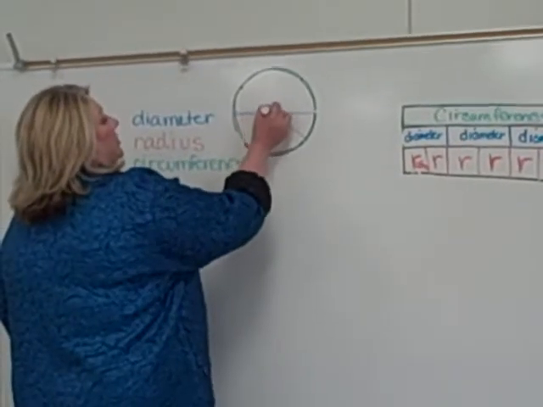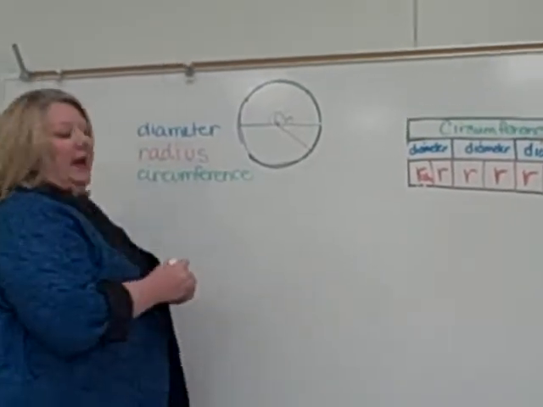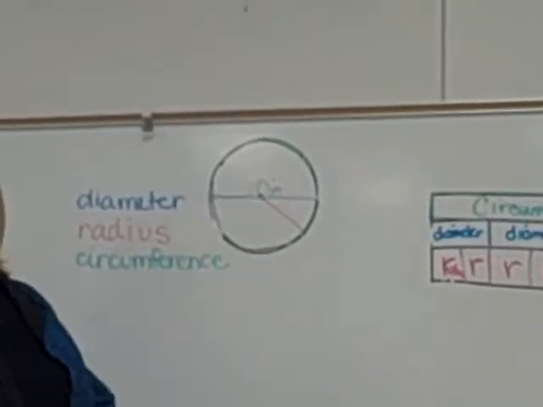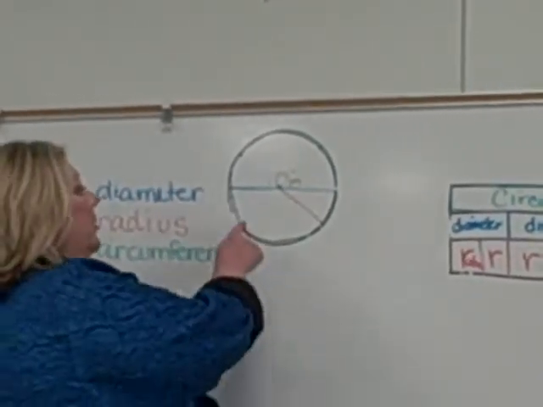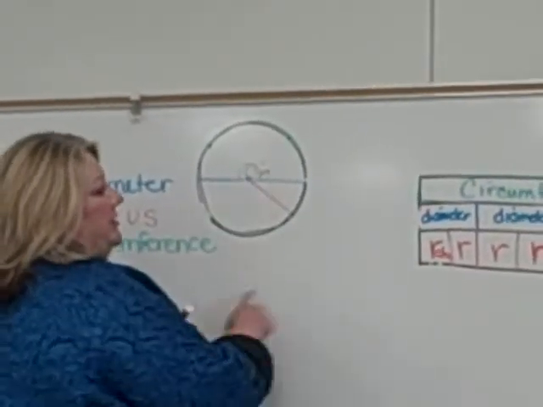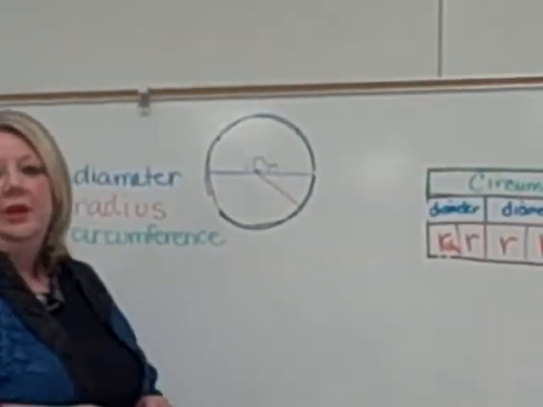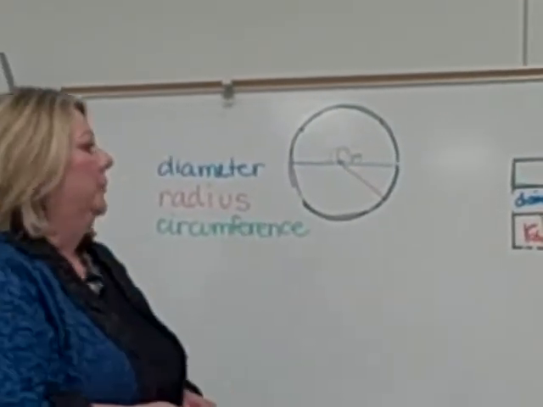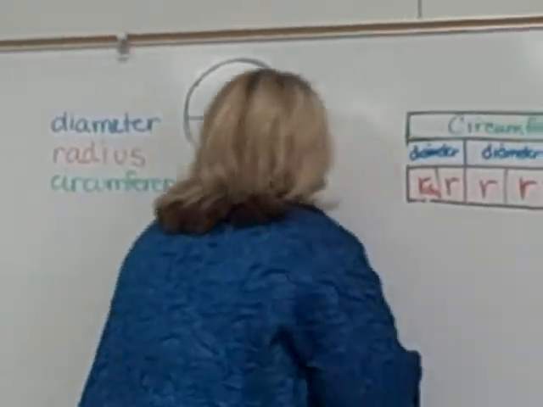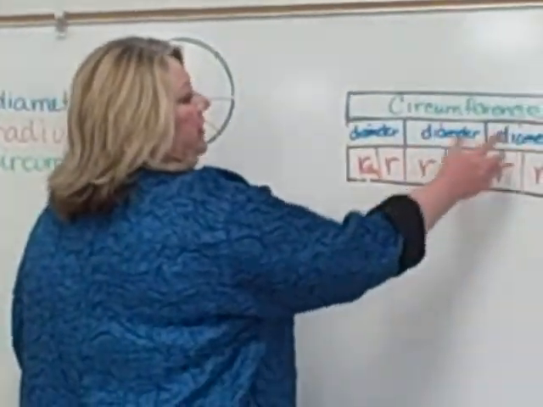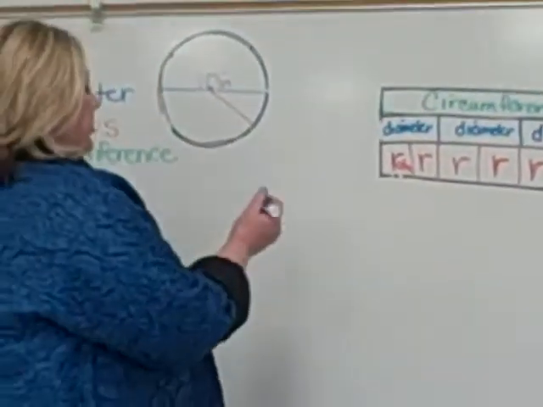What if I told you that the diameter of this circle was 10 inches? So if this diameter is 10 inches, can you tell me what the circumference would be? Lots of different ways we could think about this. You could just say, well, I could go 10, 20, 30. It's about 30. Well, that's true.